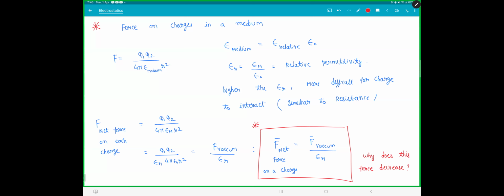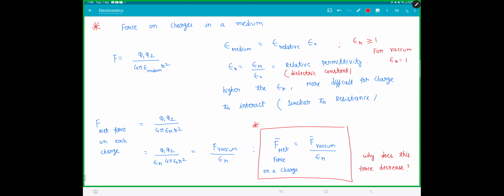So this epsilon naught we defined is only for vacuum. And this value epsilon r is always greater than or equal to 1. For vacuum, epsilon r becomes equal to 1. There is one more name for this. This is also called the dielectric constant, or relative permittivity. Same thing, but we have two different words for this. Is this clear, everyone? So force decreases.